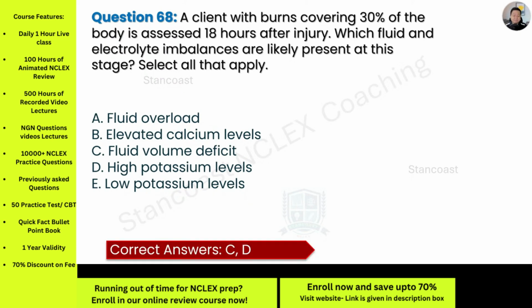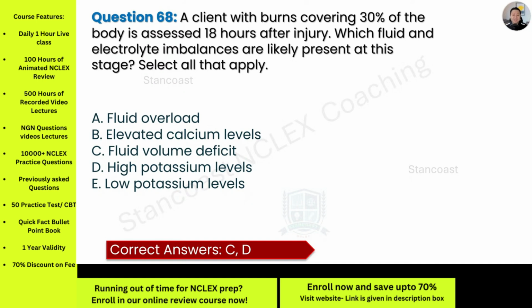Letter C, it's because hypovolemia is common during the initial phase of burn injury due to the significant fluid loss caused by the capillary leakage and also the inflammation. And same thing with letter D, high potassium levels can occur due to the cellular damage from the burns, which will cause the potassium to shift from inside the cells to the bloodstream and lead to hyperkalemia.